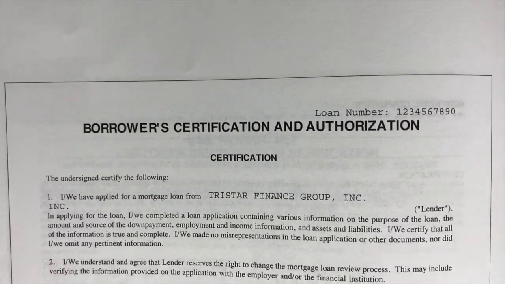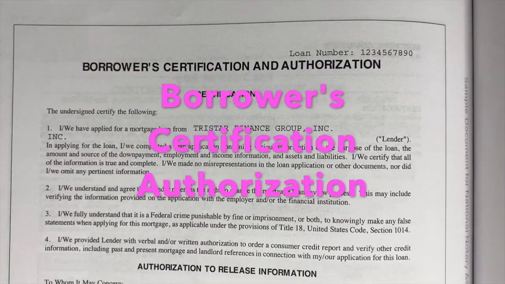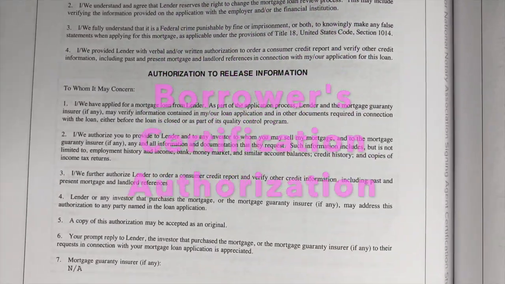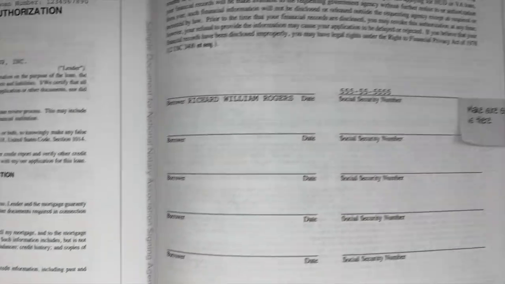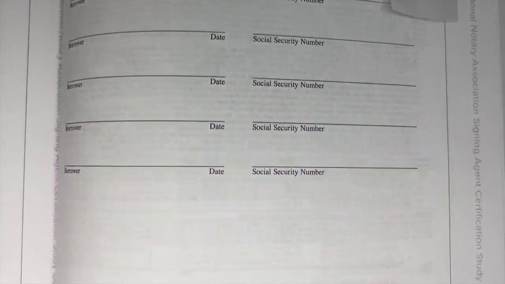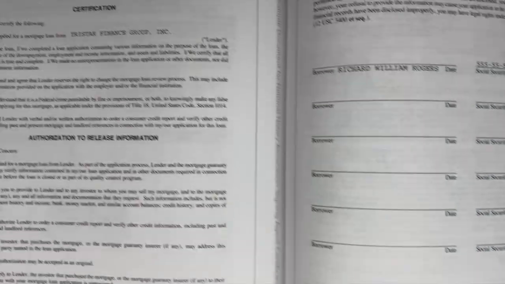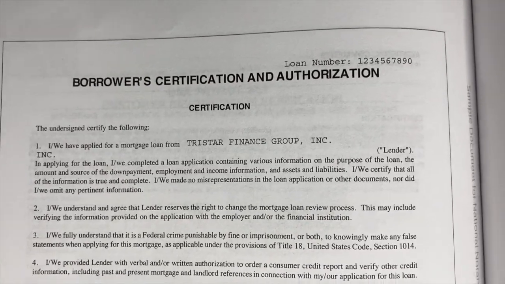All right, we're almost to the finish line for part 2. This is the borrower certification and authorization form. Basically this document certifies that all the information provided in the loan is true and complete. I'm sure you're probably going to feel like you're saying that a million different times, a million different ways, but that is what the borrower certification and authorization form is.